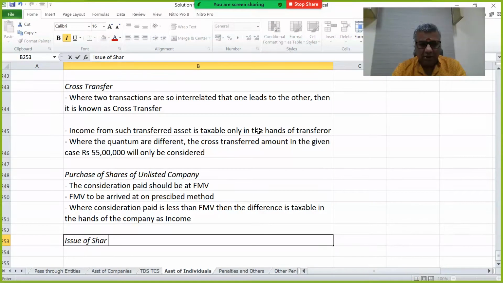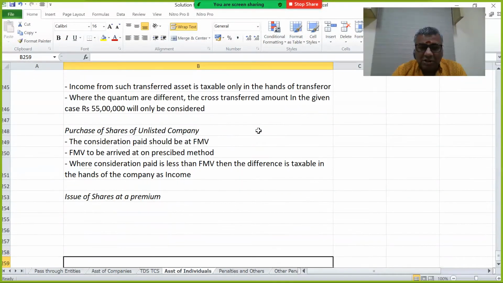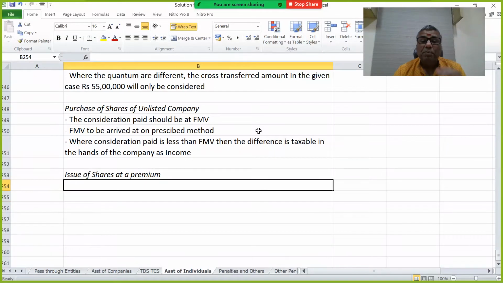Issue of shares at a premium. The concept is known as disproportionate premium. Again, for a closely held company, your company's net worth or fair market value based upon the discounted cash flow method or other method comes to 40 rupees. 10 rupees face value, 30 rupees premium, 40. But you are issuing the shares at 100 rupees.